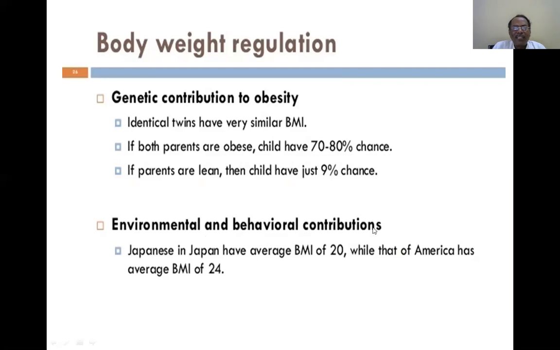Environmental and behavioral contributions. What is that? Japanese in Japan have an average BMI of 20, but once they migrate to the USA and adopt the habits of Americans, then the average BMI is 24.